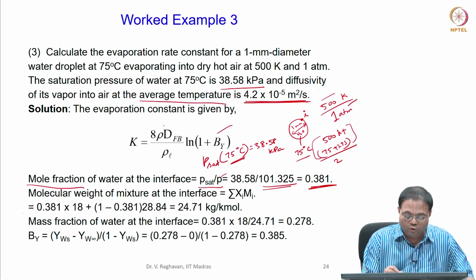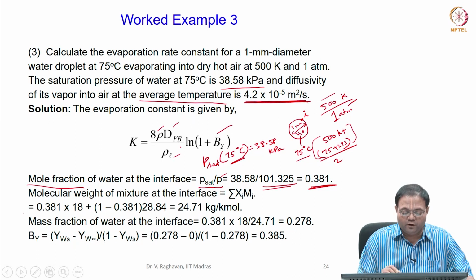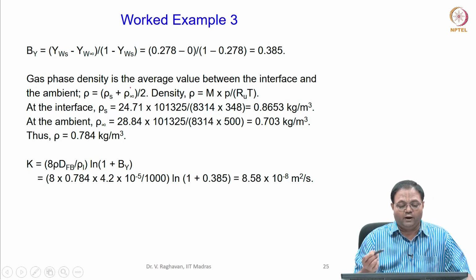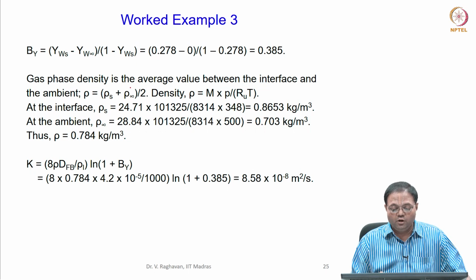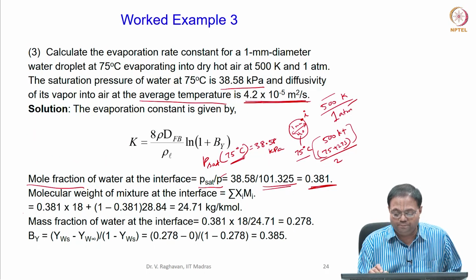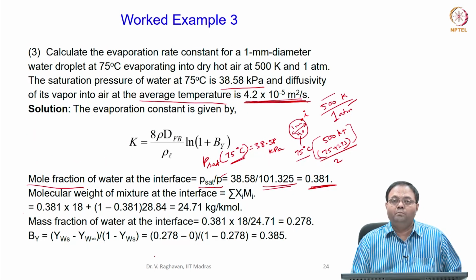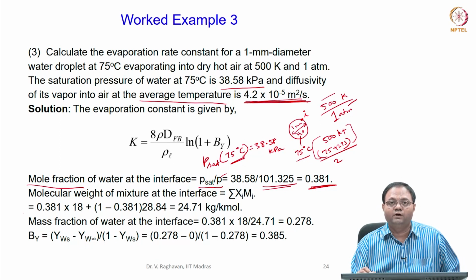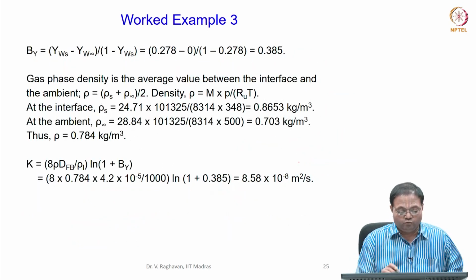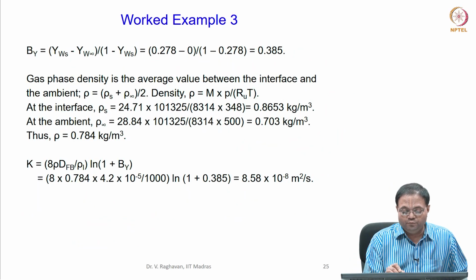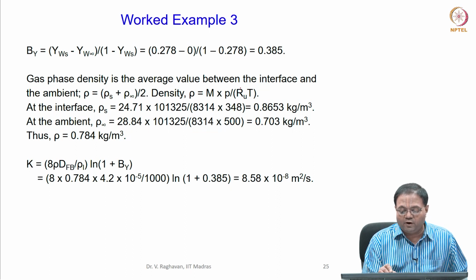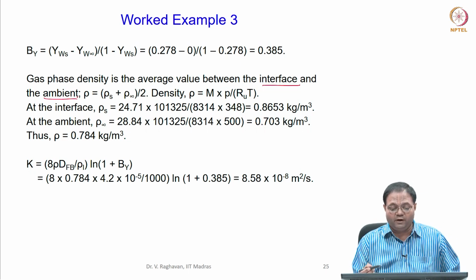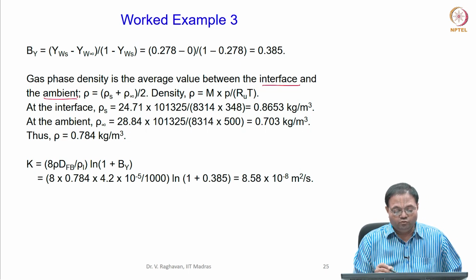Now, you know rho, you know D, rho L is known. So, calculate here the gas phase density. Again, for the gas phase density you have to take an average, because as I told you, this property, diffusivity, is calculated at an average temperature, that is 500 Kelvin and 75 degrees centigrade. So, here also you have to calculate the density. The gas phase density is the average value between the interface and the ambient. So, the interface temperature is 75 degrees centigrade, the ambient temperature is 500 Kelvin. So, try to calculate that.